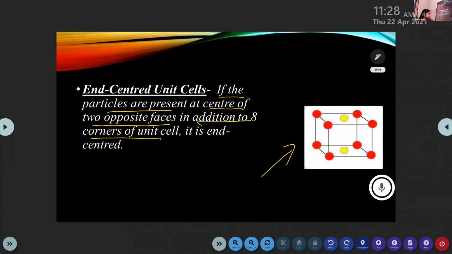So we have learned 3 types of centered unit cell. First one, body-centered unit cell. Second one, face-centered unit cell. And the third one, end-centered unit cell. In the case of body-centered unit cell, along with 8 corners, the center of the body is also occupied by a particle. And in the second case, face-centered unit cell, along with the 8 corners, the center of each face is occupied by a particle. And in the case of end-centered unit cell, particles are present at the corners and also at the center of 2 opposite faces.